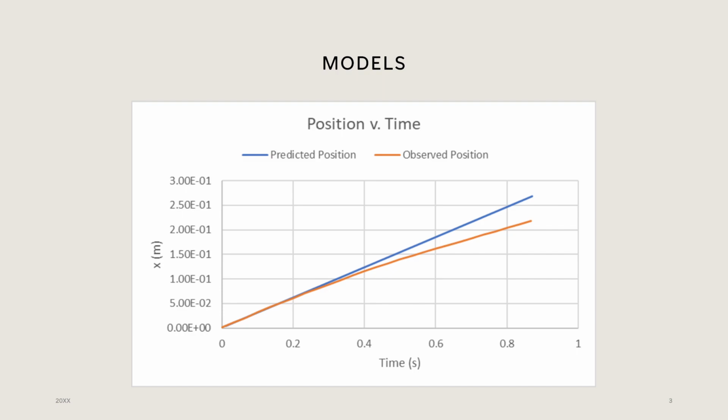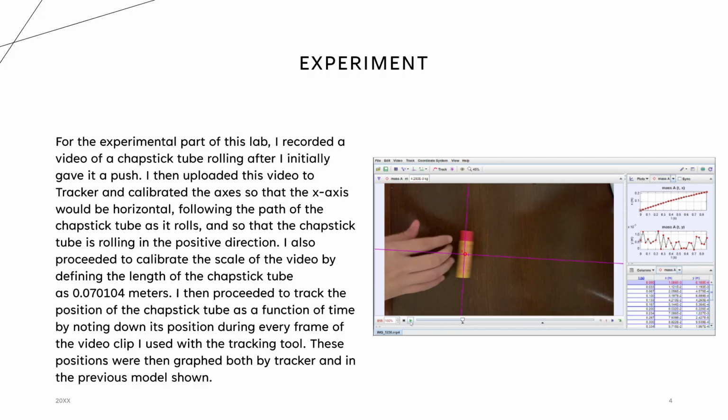This graph models the comparison between the predicted position calculated by the analytical model on GlowScript and the observed position noted by Tracker of the experiment.